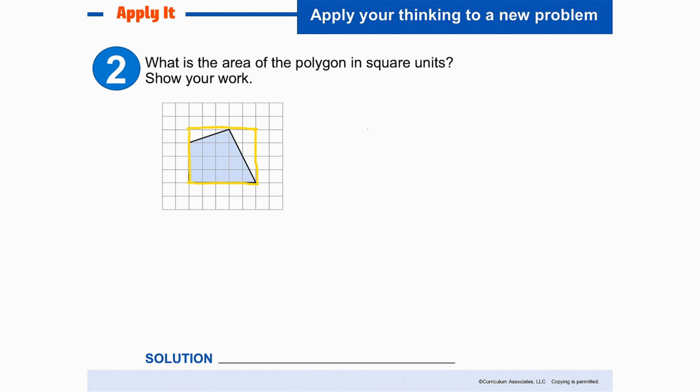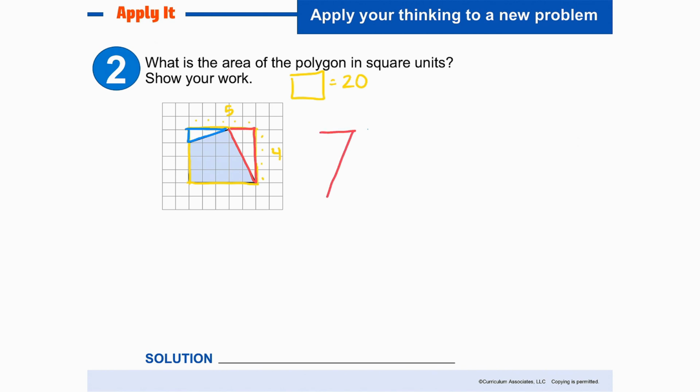So here I have outlined to be a square, kind of just like we did in the last one. So I have 1, 2, 3, 4, 5 times 1, 2, 3, 4. So 5 times 4. My big square here is going to be worth 20. Now what I need to do is I need to take this piece and this piece and figure out what the area of those triangles are.